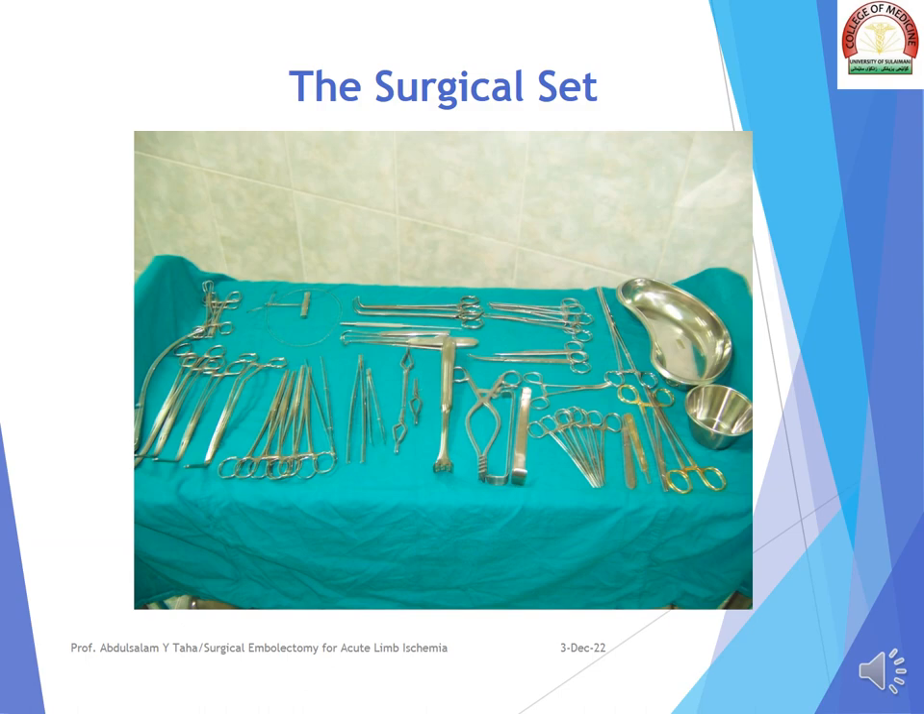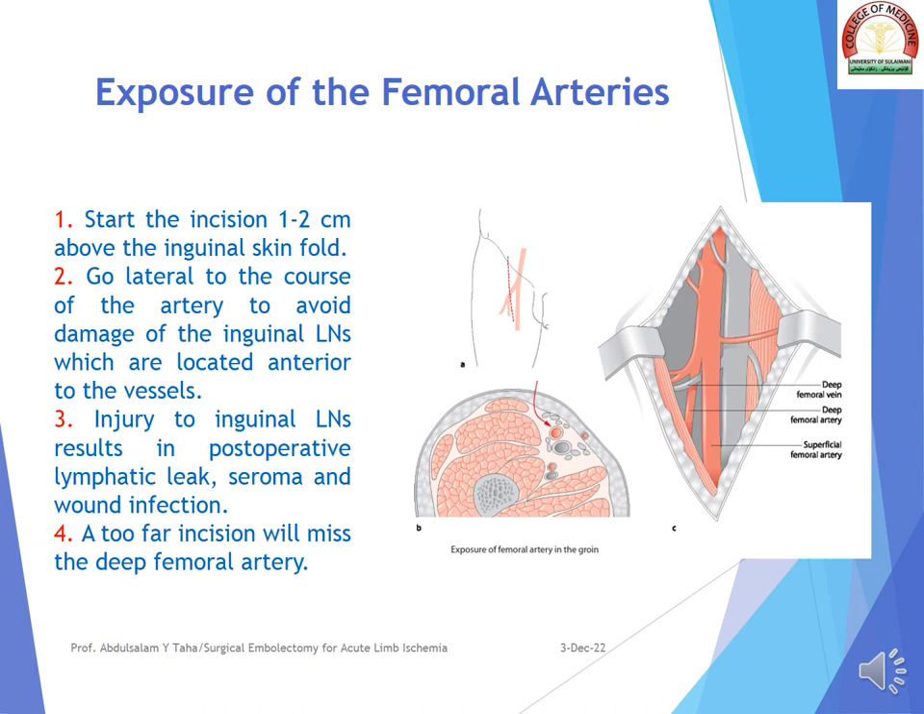Exposure of the femoral arteries. Start the incision 1 to 2 centimeters above the inguinal skin fold. Go lateral to the course of the artery to avoid damage of the inguinal lymph nodes, which are located anterior to the vessels. Injury to inguinal lymph nodes results in postoperative lymphatic leak, seroma, and wound infection. A too far incision may miss the deep femoral artery.